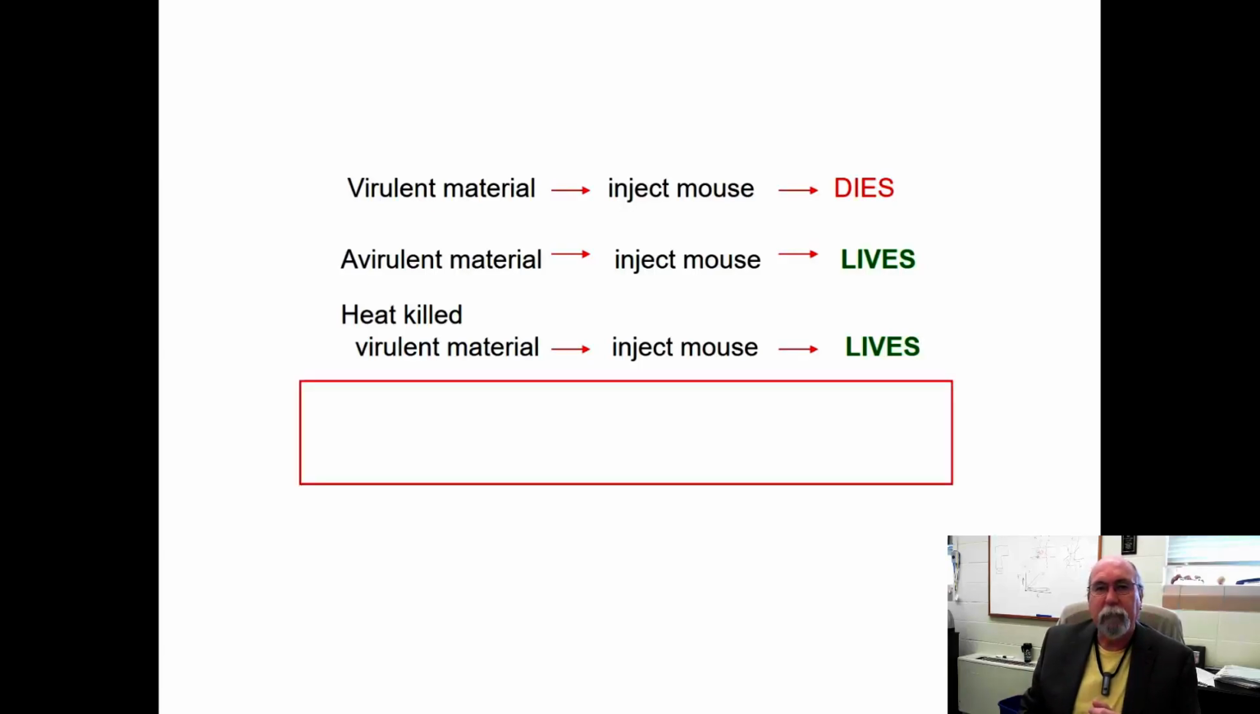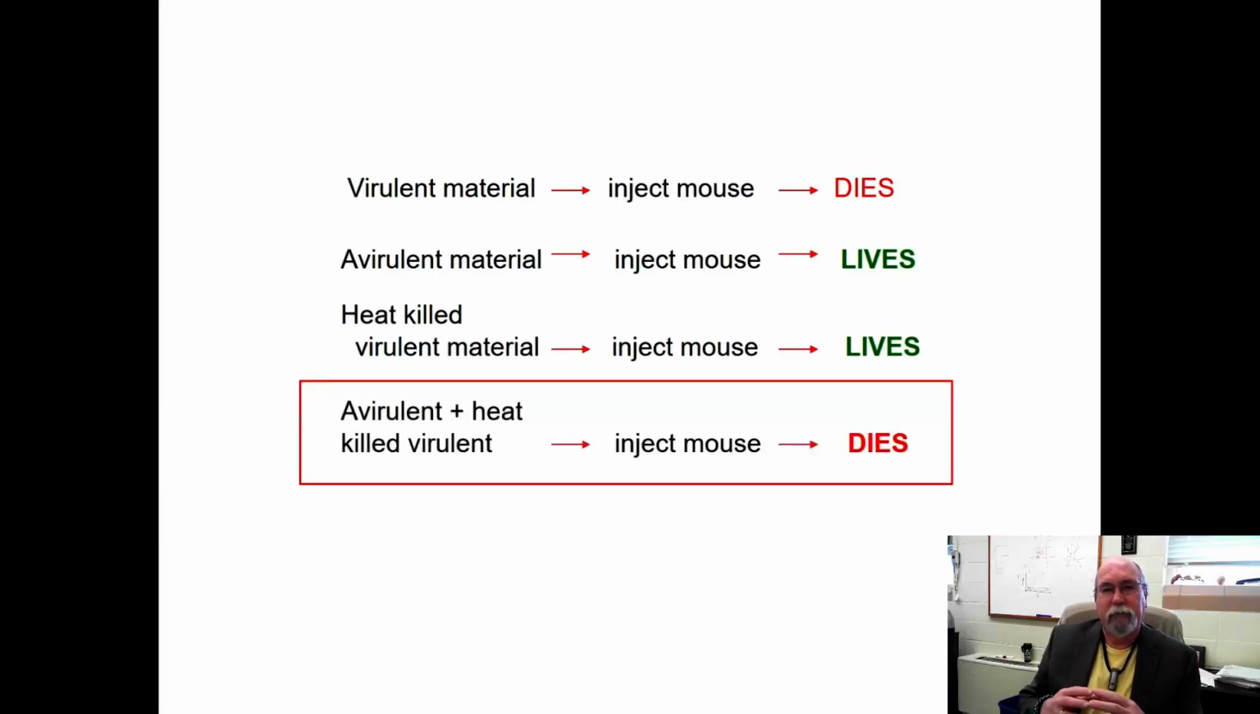Okay, and then what happens when you do the other experiment? You take the avirulent form, okay, so that's the living material that couldn't hurt you. You take the heat-killed virulence, which is part of it that can't hurt you now because it's heat-killed. You mix them together, give them a little time, you inject them into the mouse, and lo and behold, what you see is the mouse dies.